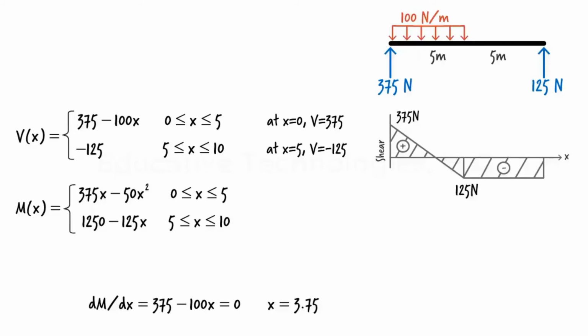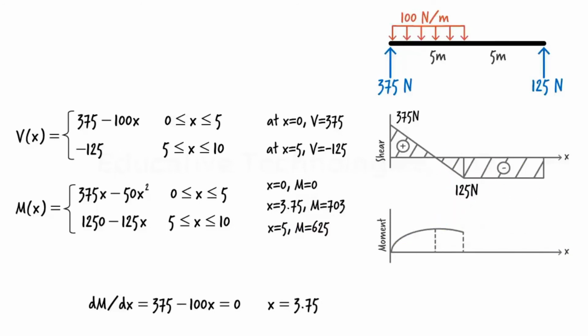Now that we have our 3 points, let's determine the moment value at each point. At x equals 0, M is 0. At x equals 3.75, M is 703. And at x equals 5, M equals 625. Here's the graph of the quadratic equation. Since the diagram is above the x-axis, moment is considered positive in the entire region where x is between 0 and 5.